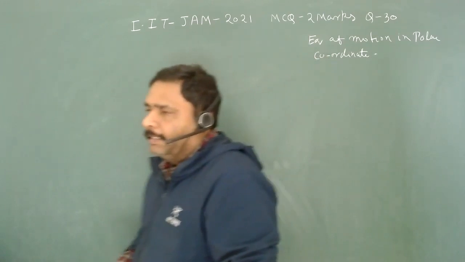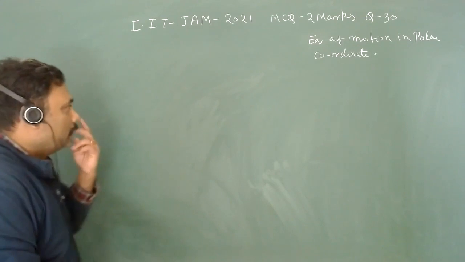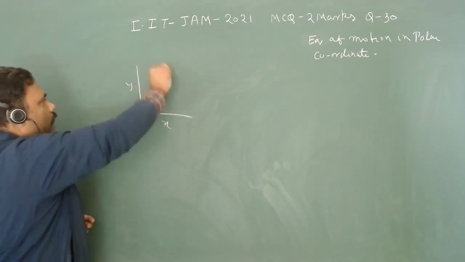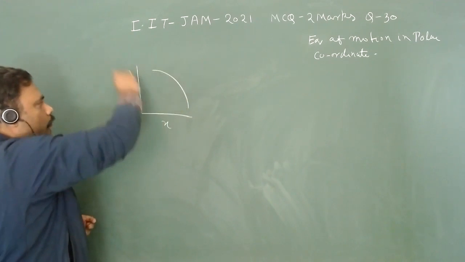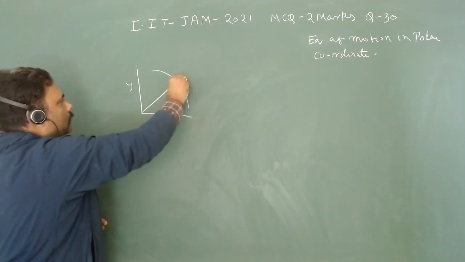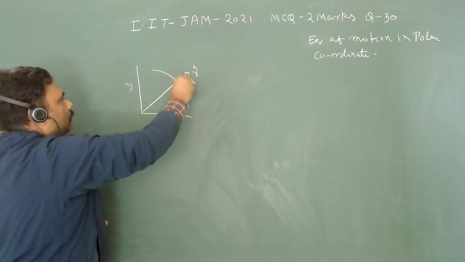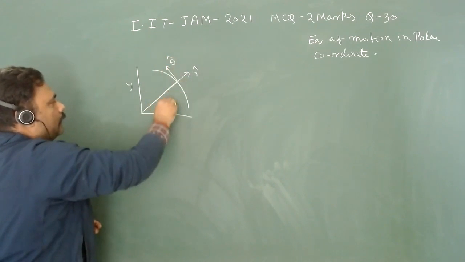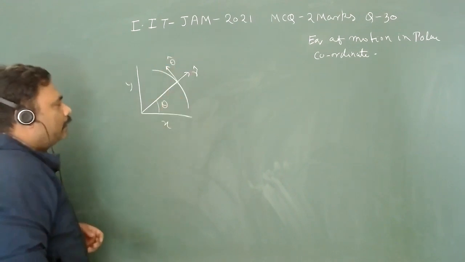So how we can derive this thing? This is very simple stuff. So obviously this is my x and this is my y. Suppose some particle is moving on this particular plane, the xy plane. So obviously this is my r cap direction and this is my theta cap direction. This angle is theta. This is the direction of r cap.